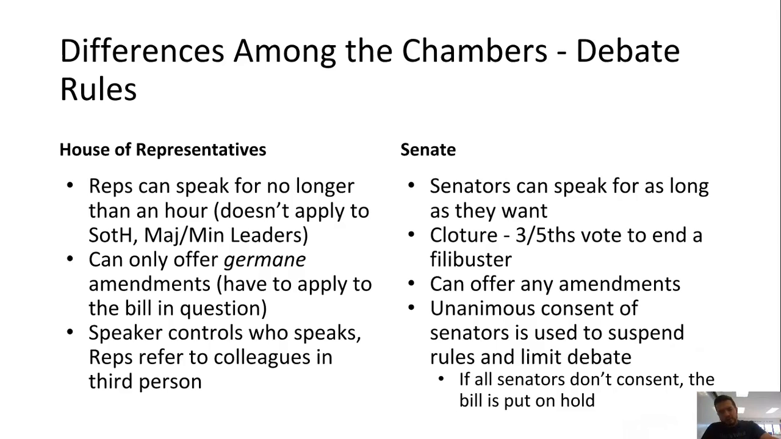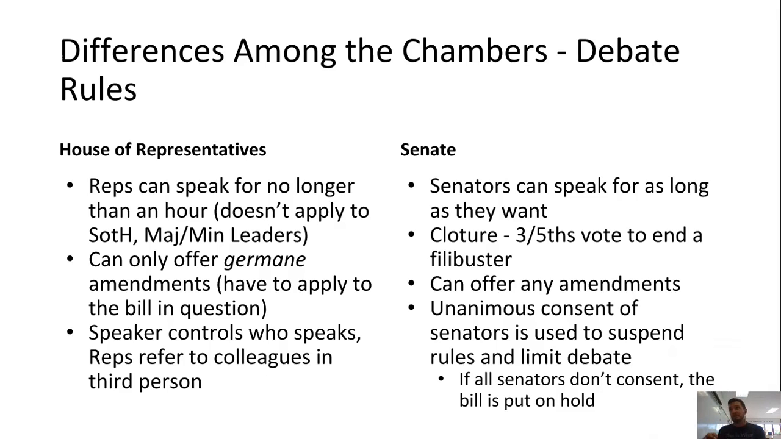The other thing that you guys probably haven't heard about is called unanimous consent of senators. And unanimous consent is used to suspend the rules and limit debate. So if you want something to move along quickly, or if you want to slow it down, you can ask for unanimous consent, and then everybody will stop and take a vote, and if everybody agrees to whatever proposal, whether it's to shorten the debate or to extend the debate, then that is agreed upon. Basically, if it's not agreed upon, then the bill is put on hold.